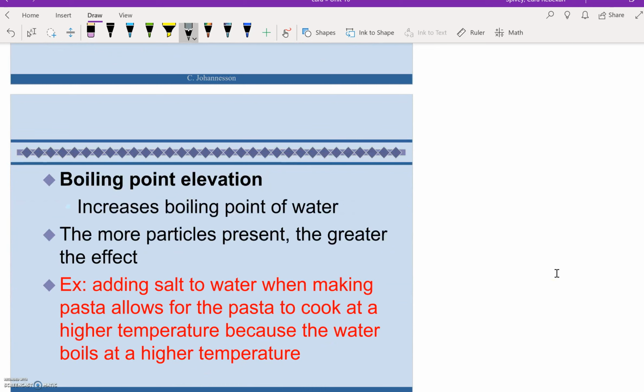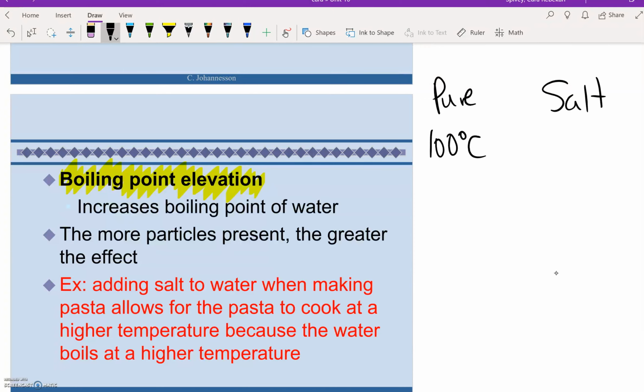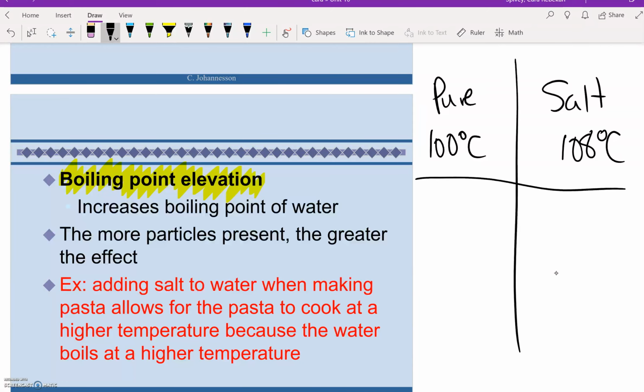Another thing that can happen is boiling point elevation. Now, the word elevation is normally talking about going up, so boiling point elevation. Pure water, I'm just going to write pure and salt. Pure water boils at 100 degrees Celsius. Salt water boils at about 108 degrees Celsius, give or take how much salt's in it. So if you want to cook your food faster, you're actually going to be able to cook it faster in this salt water because it's able to get much hotter before it starts to boil.